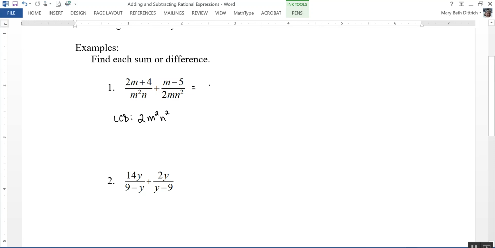So let's rewrite each of those fractions with that common denominator. So 2m squared n squared plus 2m squared n squared. Now, in order to turn my first denominator into my common denominator, I need to multiply it by a 2 and an n. So I need to multiply top and bottom by 2n. So 2n times m squared n will give me my common denominator. And then for my second denominator, I think I just have to multiply by an m.